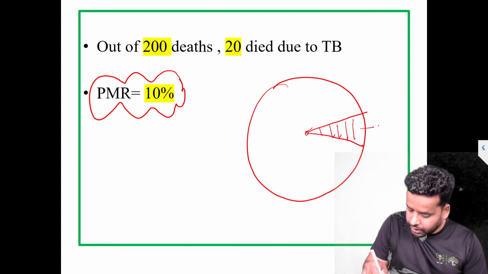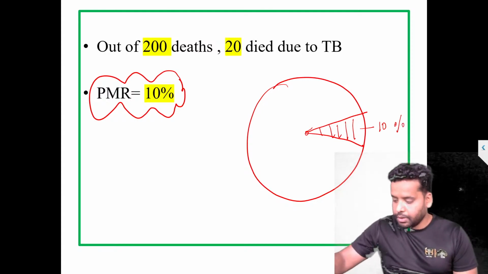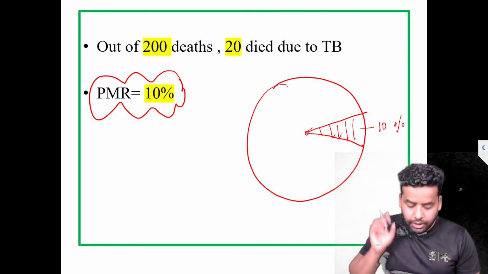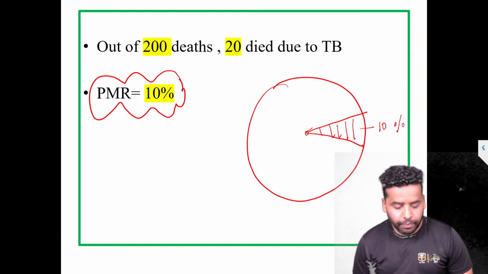Yes, good. 10%. Because it is a proportion that you are representing. So the contribution of TB is 10%. Make one pie chart.